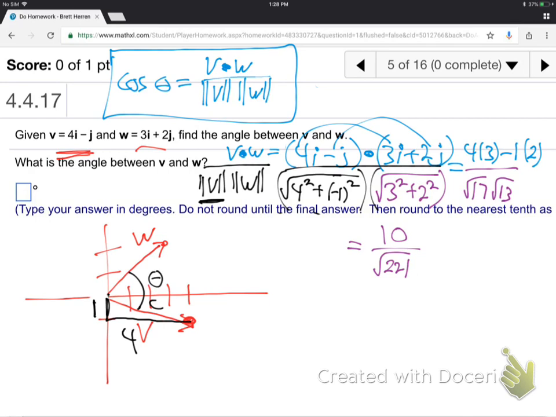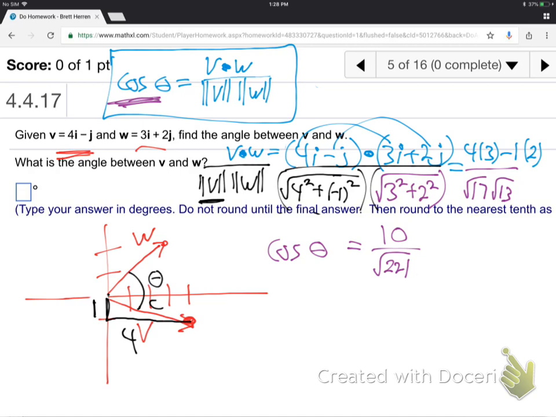Now, what equals that? What's the left side? Cosine theta, right? Everybody good so far to this point? The cosine of theta, the angle in between the two vectors, is the dot product over the magnitudes multiplied. So I did the dot product on the top, i times i, j times j, got 12 minus 2, 10. On the bottom I did the magnitude of V and the magnitude of W, root 17 times root 13, multiplied to root 221.